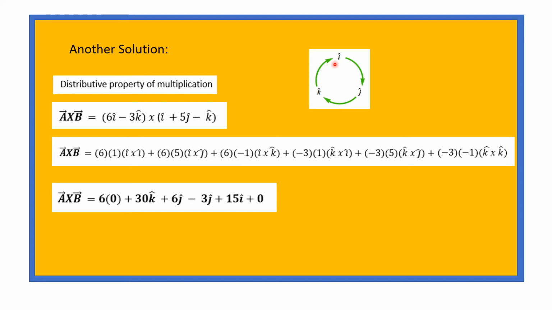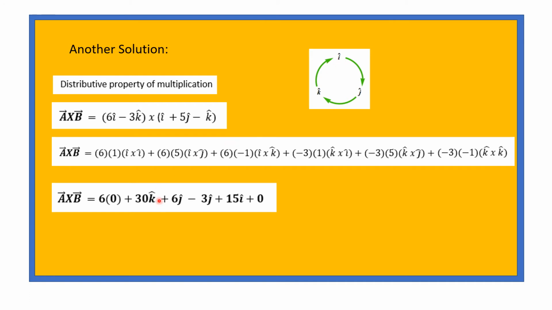For example, i hat cross j hat, that's clockwise, so i hat cross j hat is equal to k hat. Then j hat cross k hat is i hat. And k hat cross i hat is j hat. But if you go counterclockwise, like i hat cross k hat, the result is negative j hat. And k hat cross j hat, we go counterclockwise again, and the result is minus i hat.